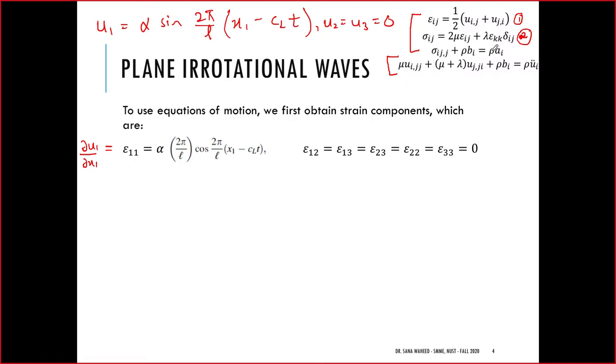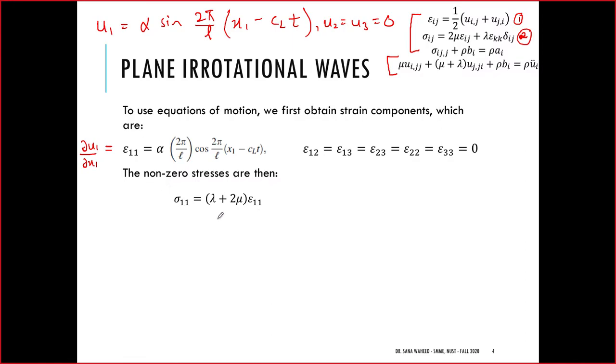So the point is, let us find the exact expressions for sigma 1 1, sigma 2 2, sigma 3 3. Sigma 1 1 is of course just going to be 2 mu times epsilon 1 1 plus lambda times the trace, and the trace of the strain at this point is just epsilon 1 1. So sigma 1 1 is going to be 2 mu plus lambda times epsilon 1 1.